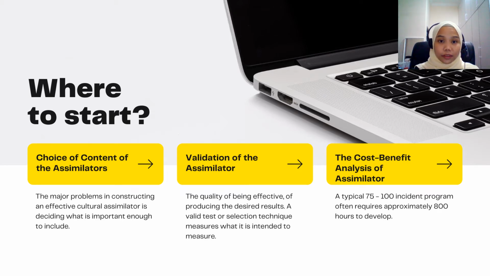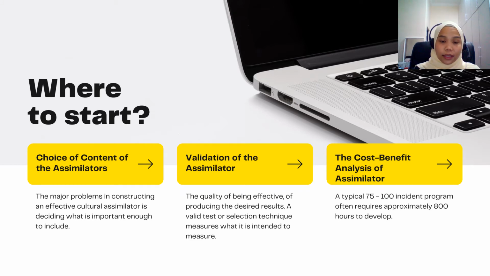Secondly, validation of the assimilator. Validity refers to the level of the efficiency and the outcomes expected. This means a method, the cultural assimilator in this case, tests what is to be calculated. The method is validated after the crucial incidents of the cultural assimilator have been generated and the alternative answers returned. The crux of its efficiency is to ensure that the assimilator is valid.